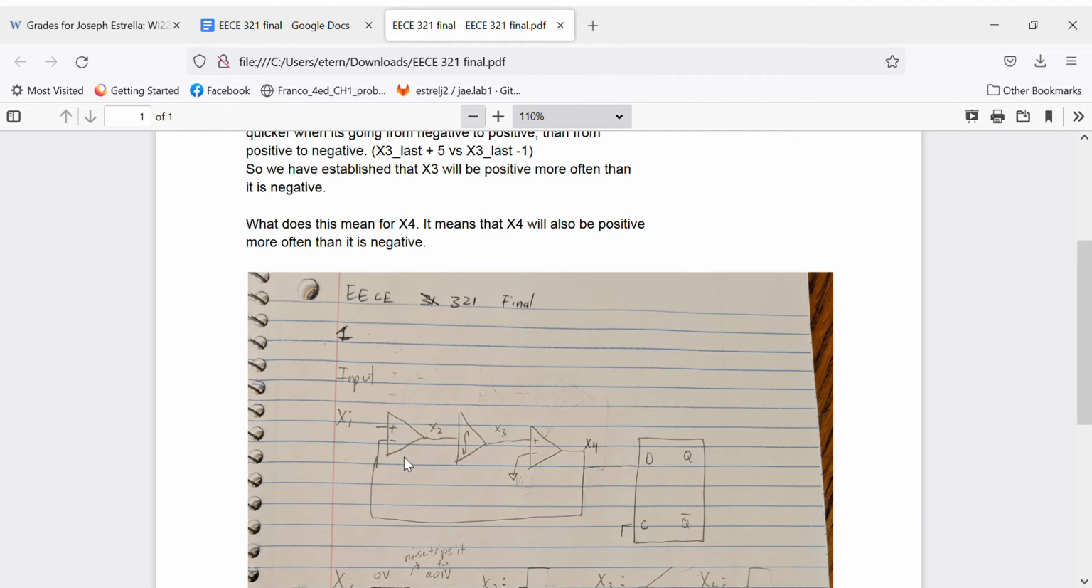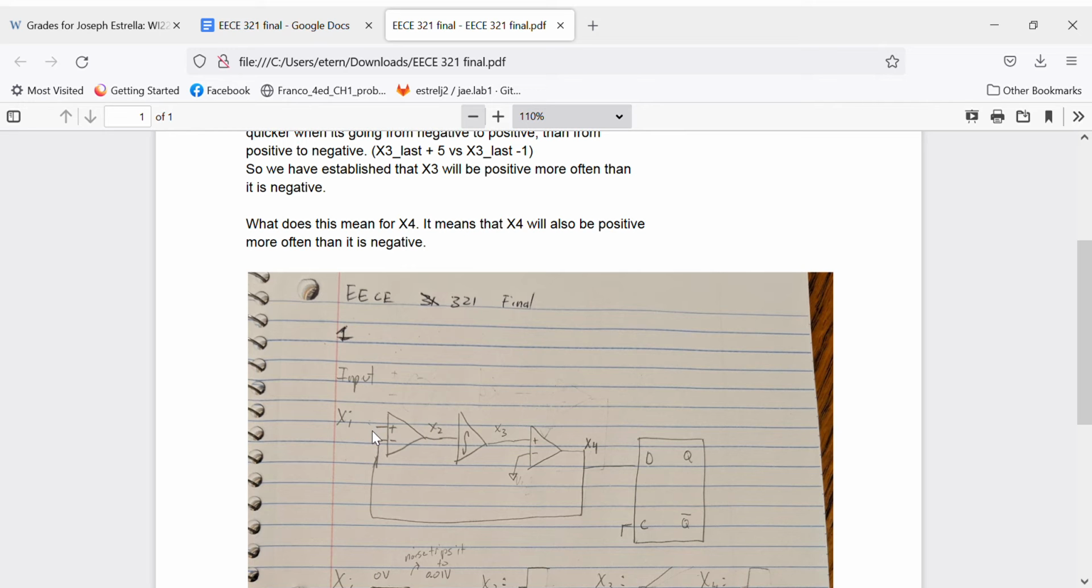So now we have 0 minus 5, so x2 goes negative. And again, no matter what x3 last was, if we're constantly subtracting 5, eventually it's going to go below 0. And so what happens is we get a bunch of logic highs and logic lows, and this is all getting clocked into this flip-flop. When x in is 0, we're going to get a perfect 50% duty cycle at x4. And again, this is getting clocked and fed into the system.